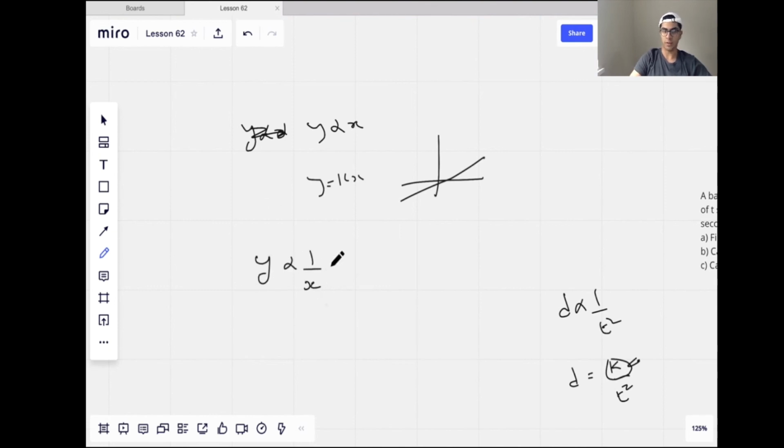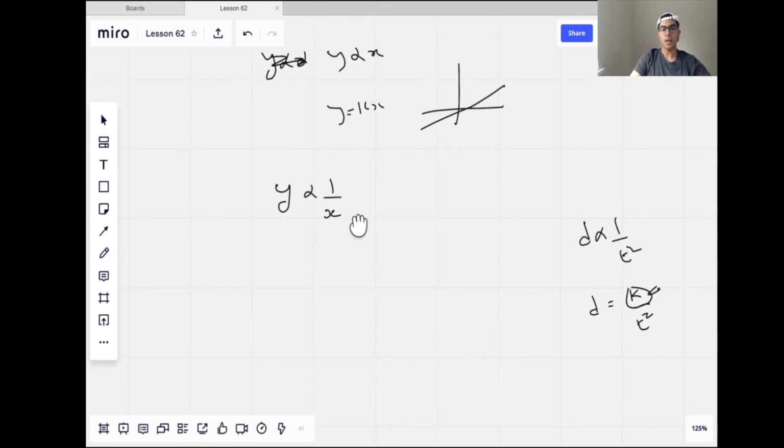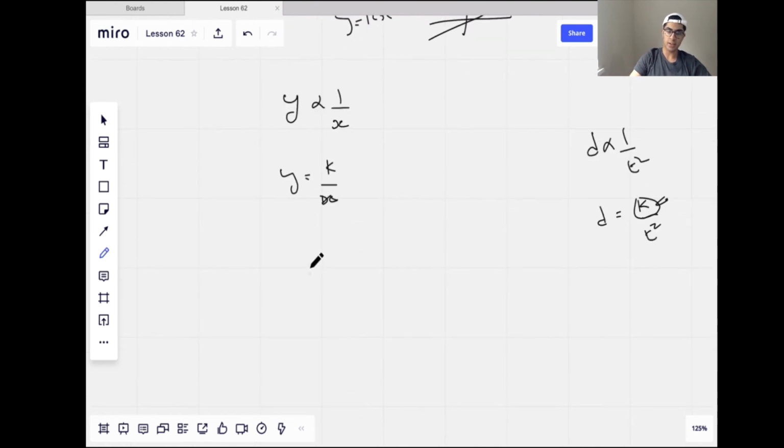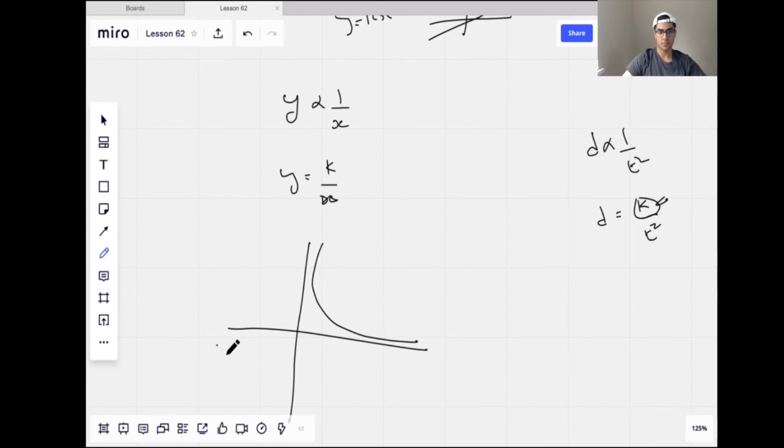So that also means y is equal to k over x. Graphically, if you remember what the y equals 1 over x graph looks like, it looks something like this. It passes through the point where, when x is 1, y is k. So that's what an inversely proportional diagram might look like, whereas a proportional graph would look like this.